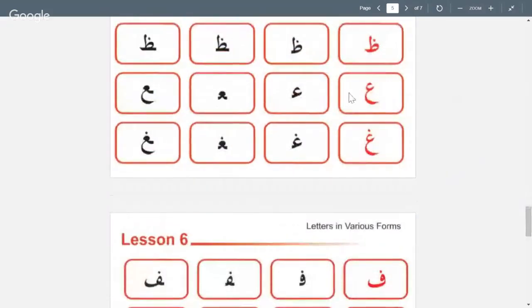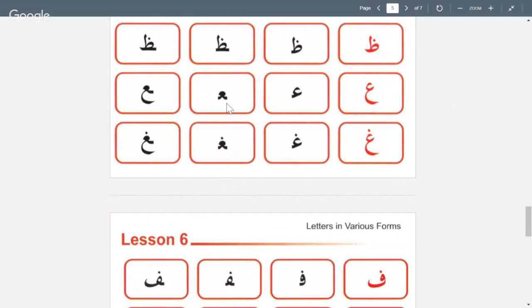Our next group is ein and ghein. Now these look very, very different, okay? So ein and ghein in their isolated positions, the way we've learned them. At the beginning of the word, you just get like the very first part of the letter here, and then it goes on to connect to what follows it. So what letter does that actually look like just by itself? A Hamza. It looks like a Hamza, good. But it's actually an ein, okay? That's an ein at the beginning of a word.